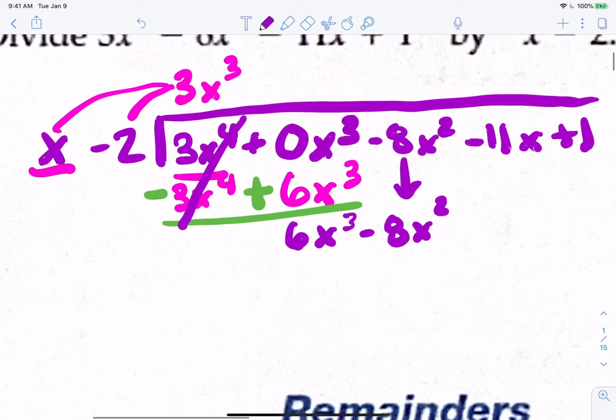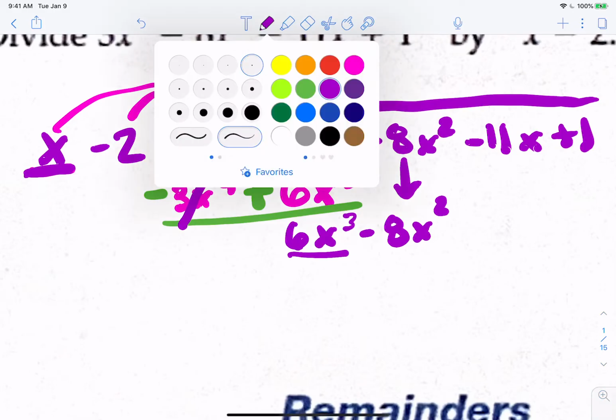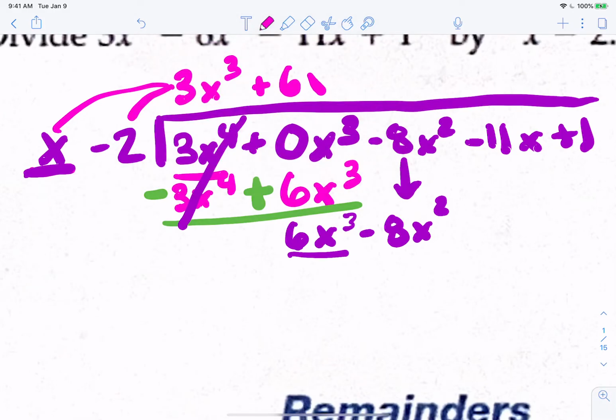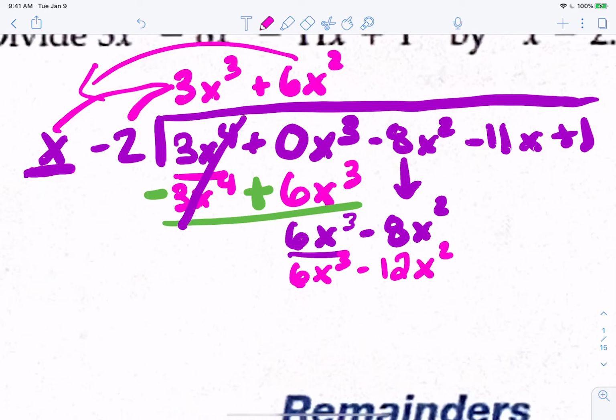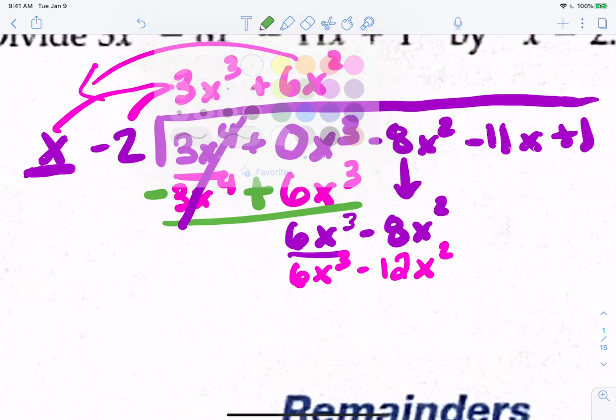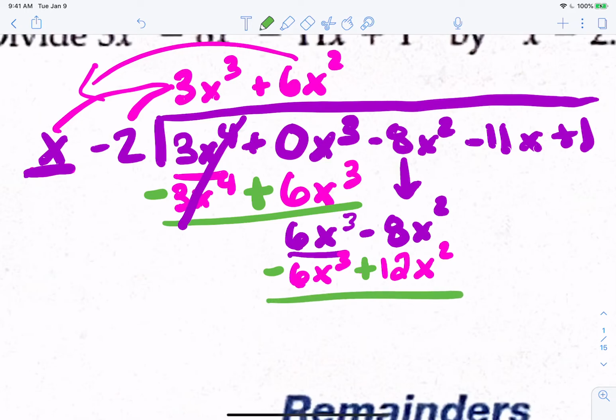Okay? So what do I have to take times x to get 6x to the 3rd power? 6x to the 2nd power, right? Now I distribute it through, so I multiply the 6x to the 2nd power over here. 6x squared times x is 6x to the 3rd power. And 6x squared times negative 2? Negative 12x squared. And then we have to flip the signs, right? Because you have to do that. You always have to flip the sign.